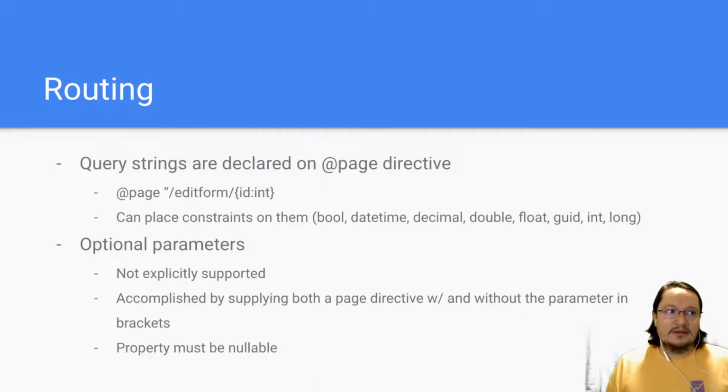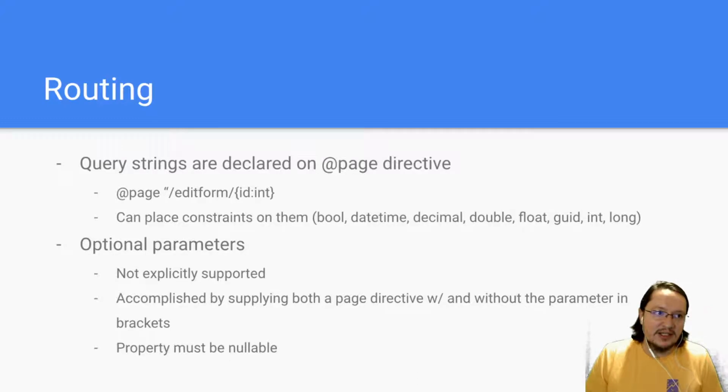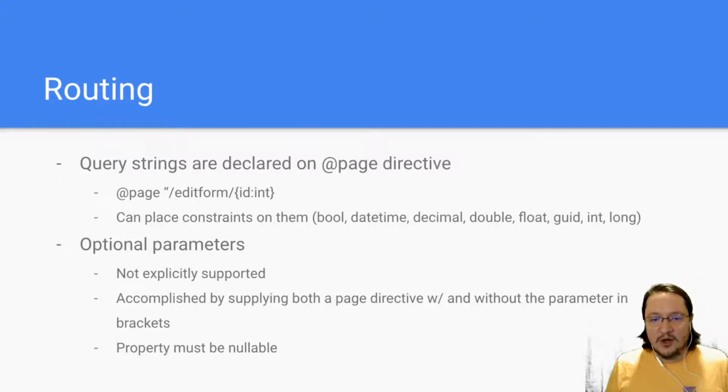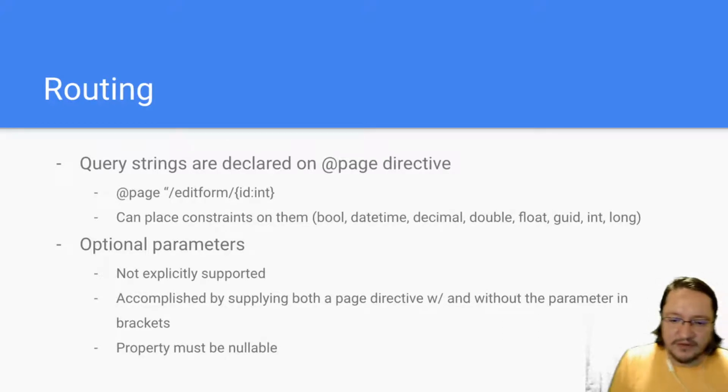Blazor does offer support for optional parameters. It's a little bit wonky, but essentially what you'd have to do is you'd have the route twice at the top of the page, one with the query string parameter and one without, and the actual parameter that you would be binding to in your C# code would just be nullable. But you can accomplish it that way if you need to.